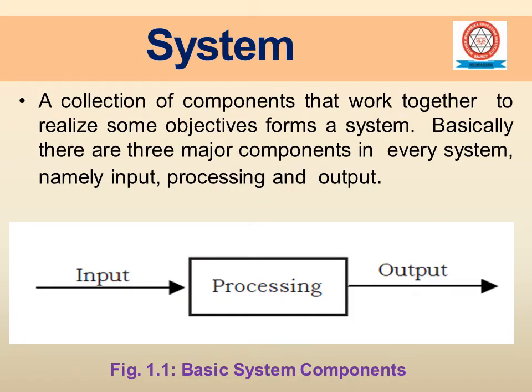As we know, system is group of interdependent components linked together to achieve specified goals. But how does it work? A collection of components that work together to realize some objectives forms a system. Basically, there are three major components in every system, that is input, processing and output. We are providing input, the system will process, and after that it will give required output.